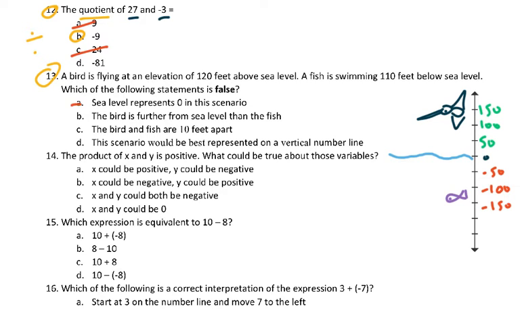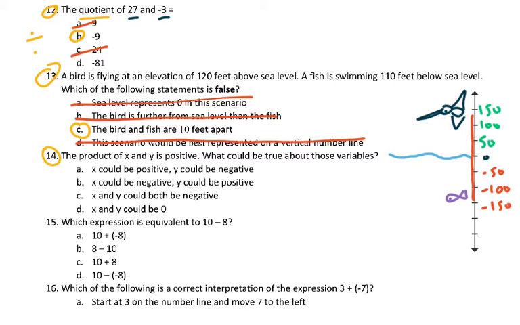0 is the ground. B says the bird is further from the sea level than the fish. So the bird is 120 up. The fish is only 110 down. So the bird is further from the sea level. C says the bird and the fish are 10 feet apart. Nope. You can look right here and see that the distance between 120 all the way down to 110, that's way more than 10 feet. That's way more than 10 feet apart. But let's just make sure. D says this scenario will be best represented on a vertical number line. Remember, vertical means how high you can jump, how up and down you are. So D would be true, meaning that your only thing left is C.